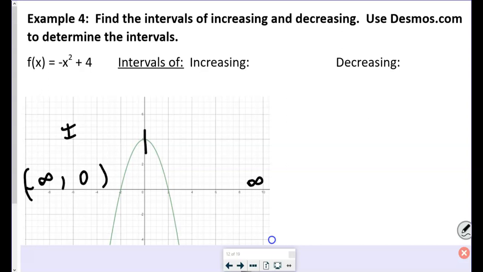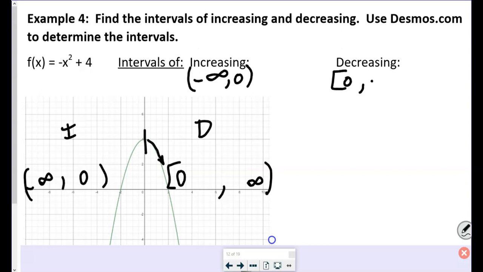But then over here, I see it decreasing, right? So isn't it decreasing right here, y'all? Yes. So it's decreasing from where? From 0. And I'm going to put a bracket on that one because we didn't include the 0 on the one on the left. We are going to include it on the one on the right. And so then that's my decreasing. Okay, so my increasing was from negative infinity to 0. And my decreasing was from 0 to infinity.